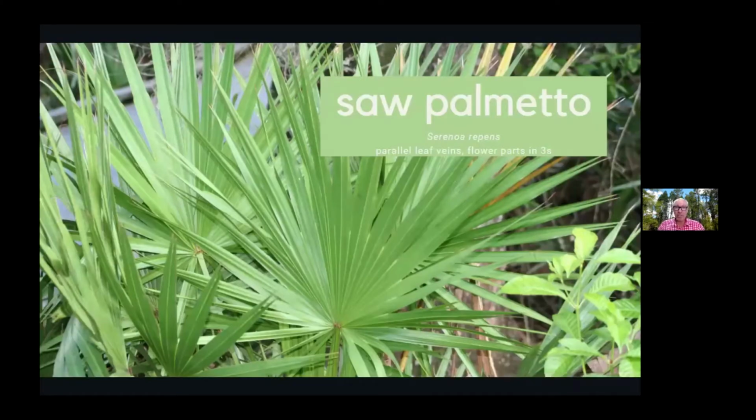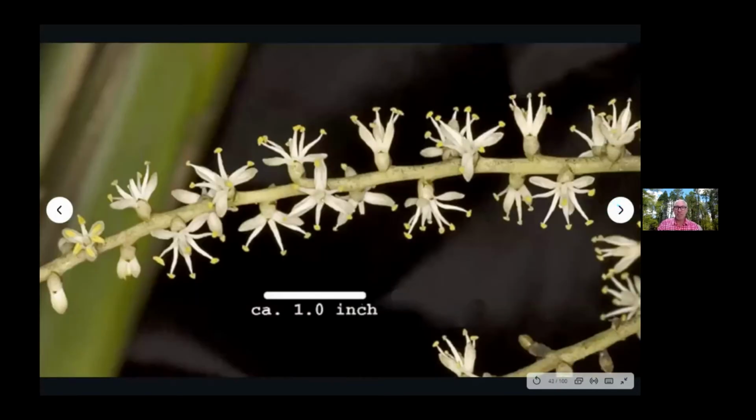More monocots. Saw palmetto, Serenoa repens. Serenoa, serrated, saw, the leaf petioles are toothed and will cut you to ribbons. Repens, which means lying on its side, saw palmetto. So Serenoa repens, the saw palmetto. Flower parts in threes, parallel leaf veins. Those parallel leaf veins are obvious in a palm frond. They actually split along those veins into the palm-shaped frond that many palms have.